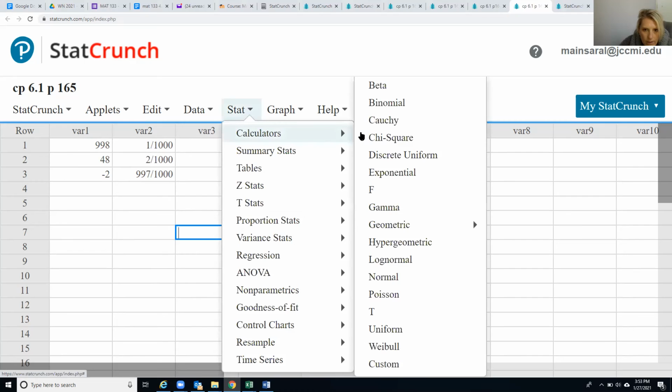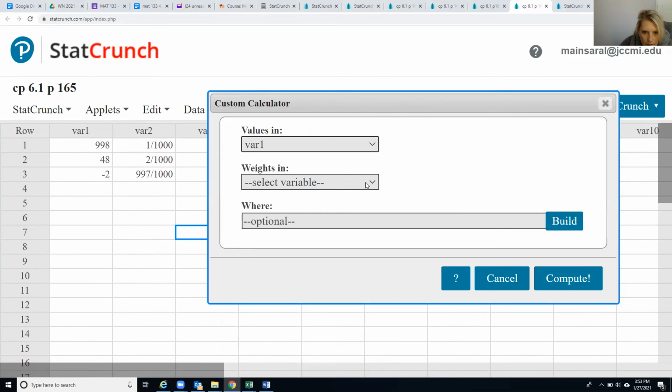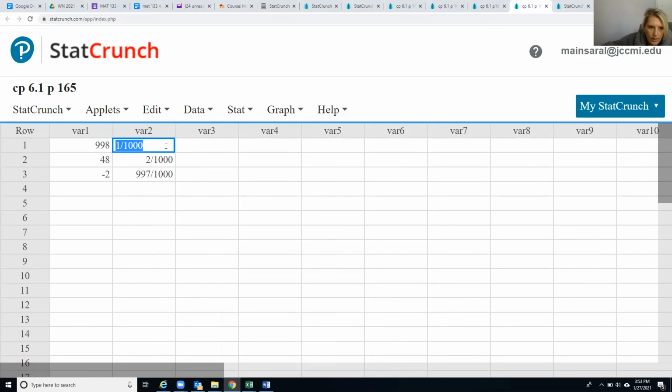Okay. So here we are. So we're going to go to stat and calculators down to our custom. And our variables var1, our weights are in var. It looks like we have to turn this into the decimal. So that would be 1/1000. So that's going to be 0.001, 0.002, and 0.997. So 0.001. Okay, so we can use those.